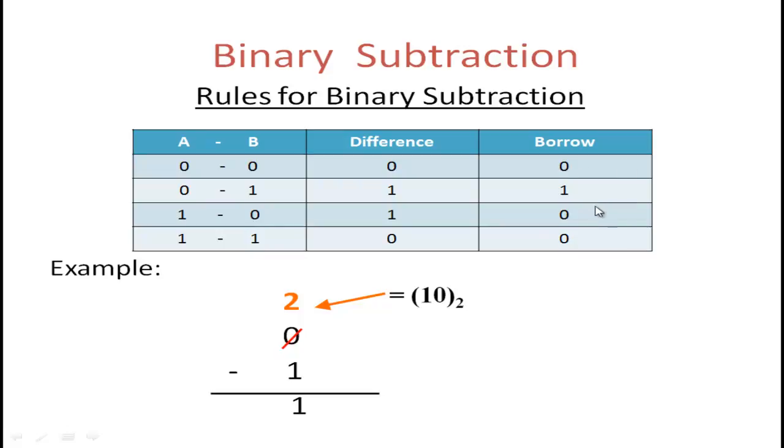These first, third and fourth cases are the simpler ones, while the second case, that is 0 minus 1, is an interesting one, so it has been elaborated a little bit here. When you have to subtract 1 from 0, then this 0 will take a borrow and it will become 10. But this 10 in decimal format is equal to 2. So 2 minus 1 is equal to 1.